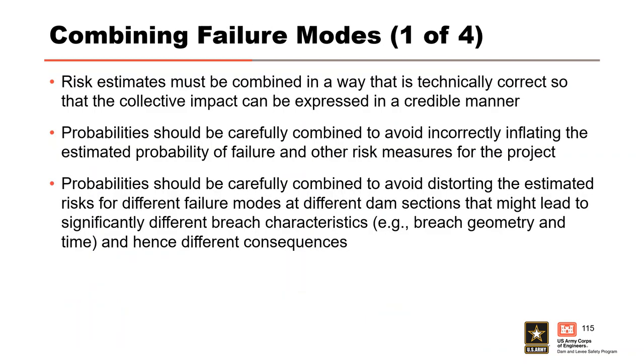All the examples covered up to this point have been for a single failure mode. What do we do when we have multiple failure modes? In Module 1, we discussed combining failure modes, and this is something that is worth reiterating here so that we can be sure that we are combining the failure mode risk estimates in a way that is technically correct. We do not want to artificially inflate the risk by how we combine failure modes, and we need to be aware of the breach characteristics of each failure mode.